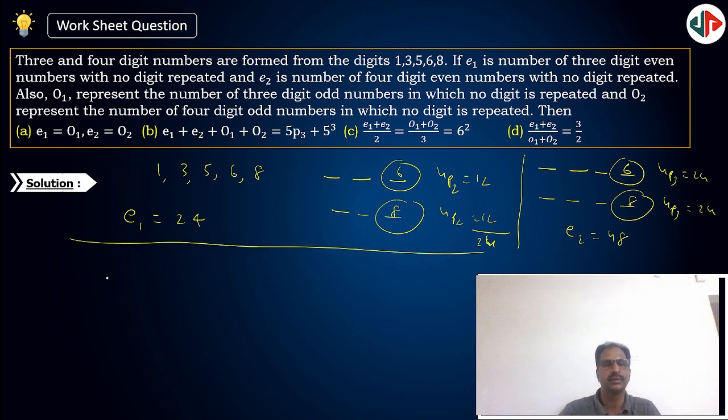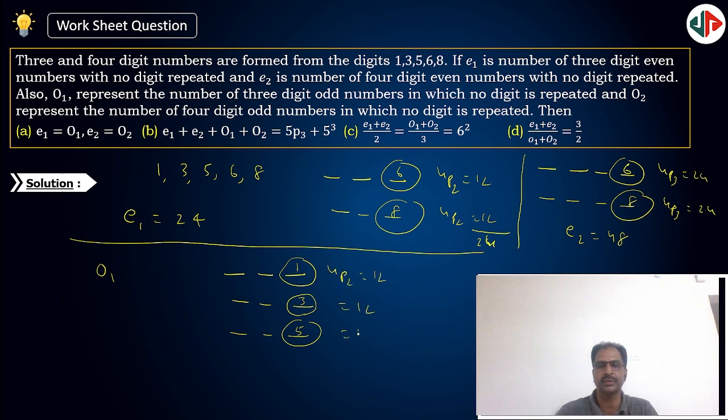Next, what is O1? O1 represents the number of 3 digit odd numbers in which no digit is repeated. For the number to be odd, the last place should be either 1, 3, 5. When 1 is fixed, 4 digits, 2 places. So 4P2, which is 12. Here also you'll get 12. Here also you'll get 12. Altogether 36. So O1 is 36.